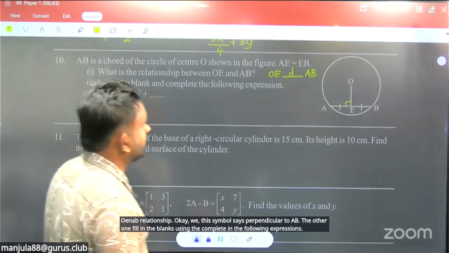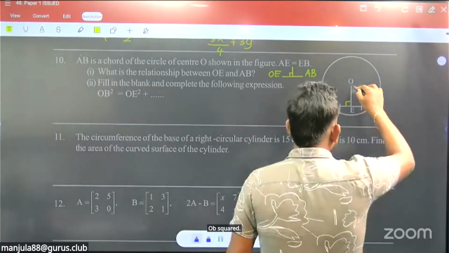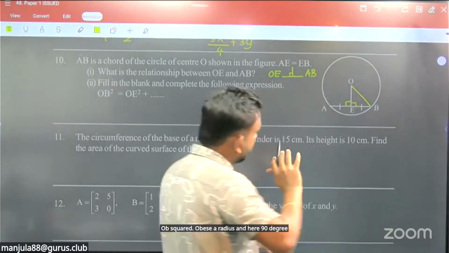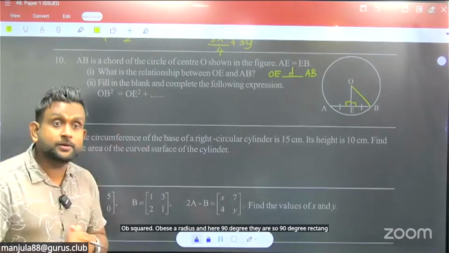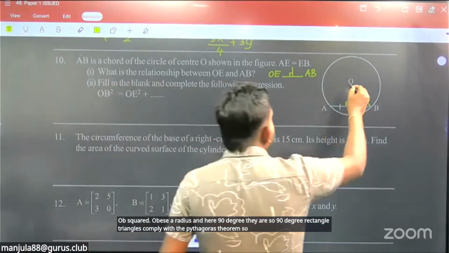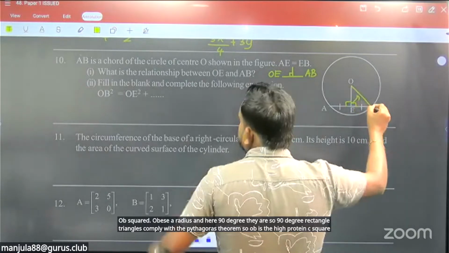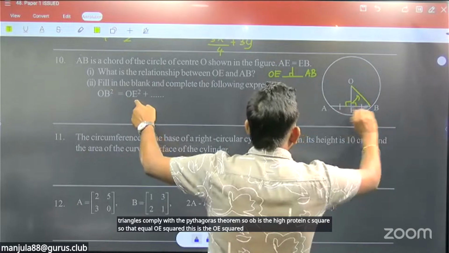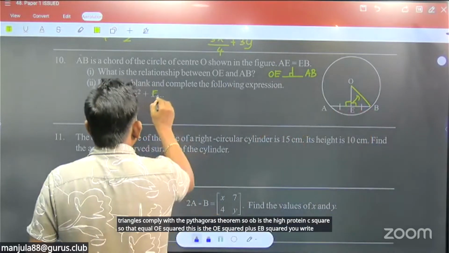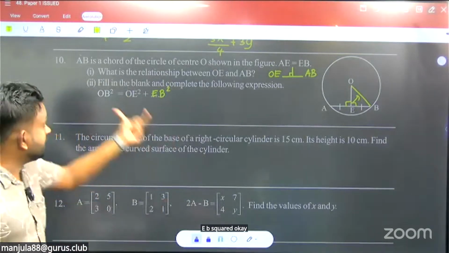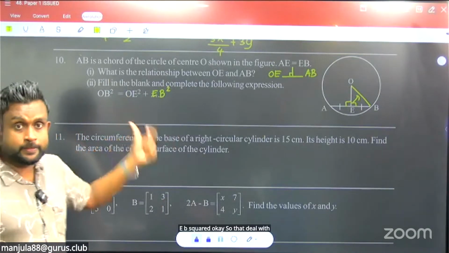Right, OB squared. OB is a radius and here there is a 90 degree angle. So right angle triangles comply with the Pythagoras theorem. So OB is the hypotenuse squared, and that equals OE squared plus EB squared. You write EB squared. Okay, so that deals with the Pythagoras theorem.